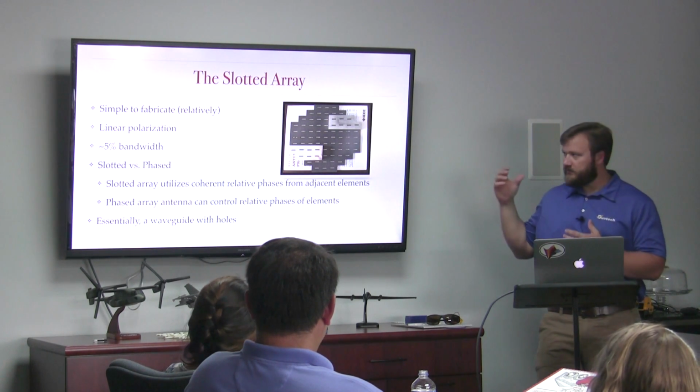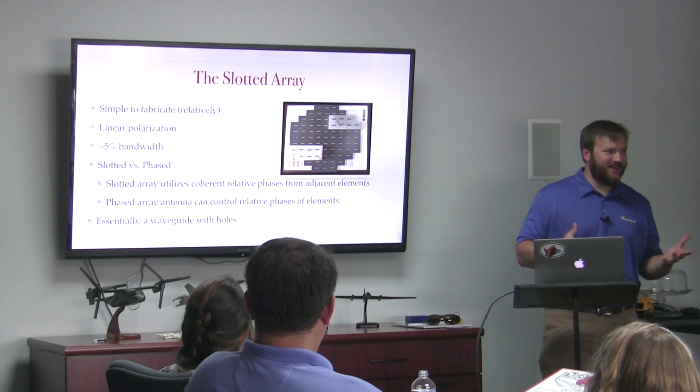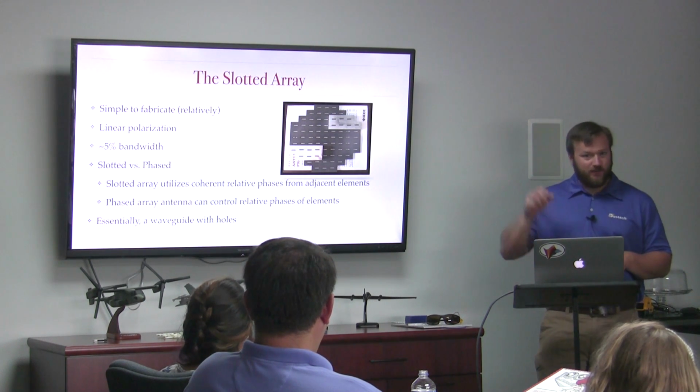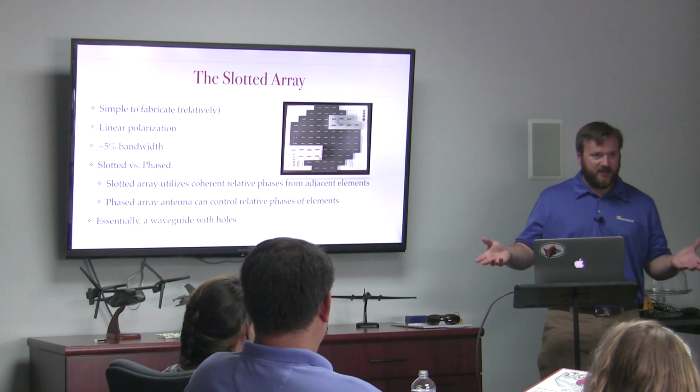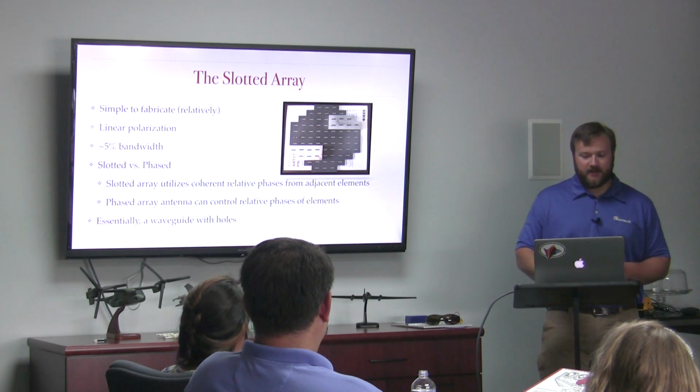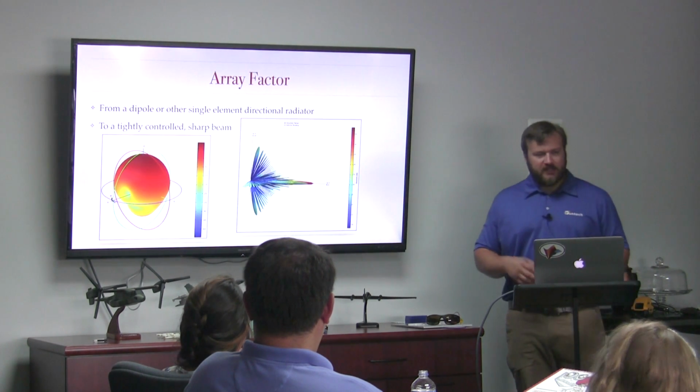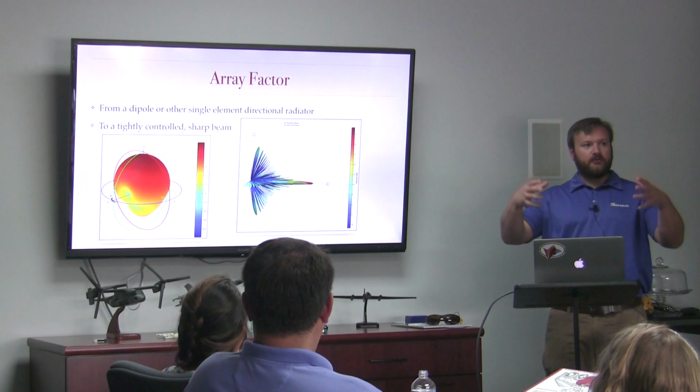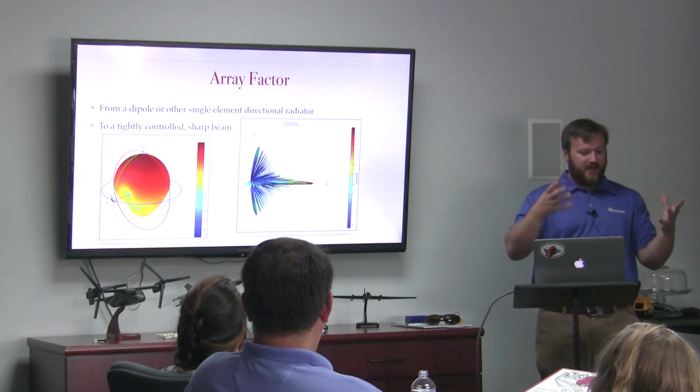So really, waveguide with holes. That's where the leaky waveguide thing comes up, where we're pushing radiation down a pipe, and radiation's coming out in a phase coherent manner. So what's allowing us to produce radiation that has a nice pattern to it?